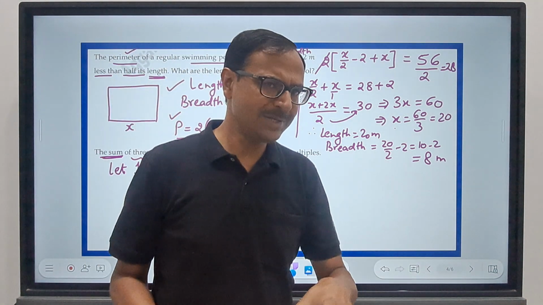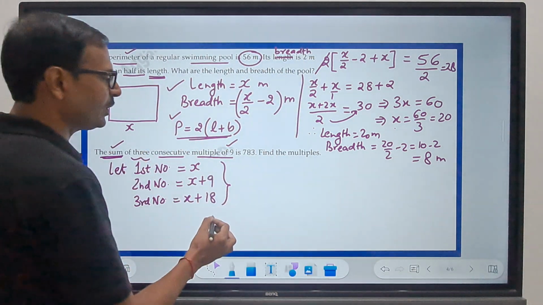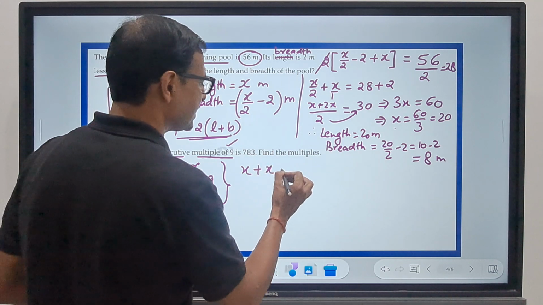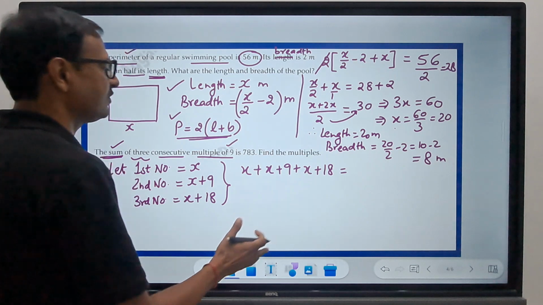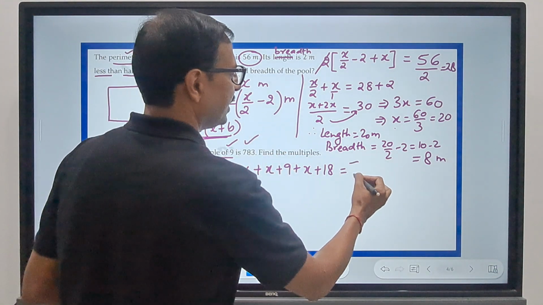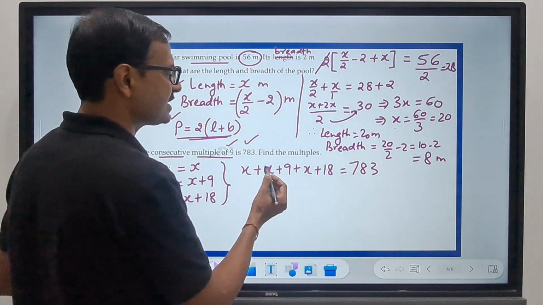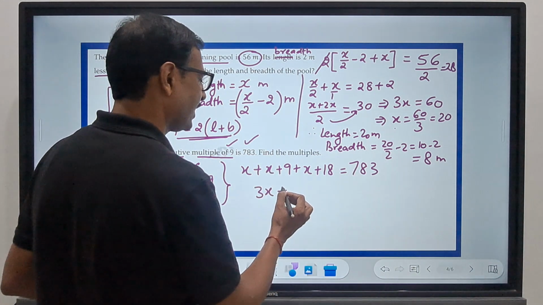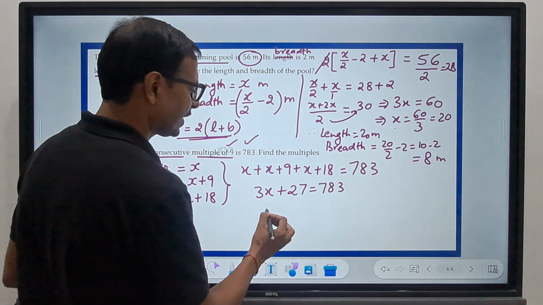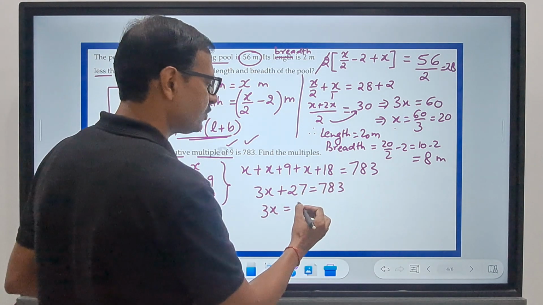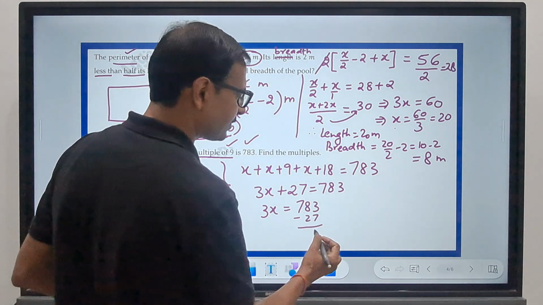And now what is the question? Formulation of equation is going to be really easy. He says sum, so we have to add all of them, x plus x plus 9 plus x plus 18. So we have to add all of them, and what is the answer we will get? We will get 783. That's what he says, and here we have the equation. So x plus x plus x is 3x, 9 plus 18 is 27, gives me 783. Isolate the variable by taking 27 to the other side, 783 minus 27. I'll write it like this so that I can subtract it here.